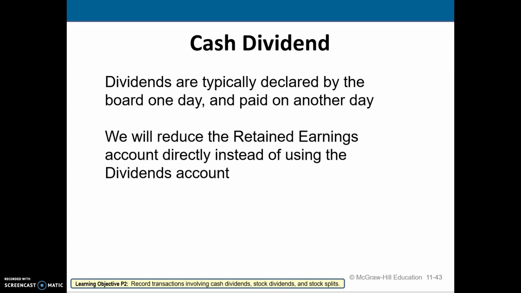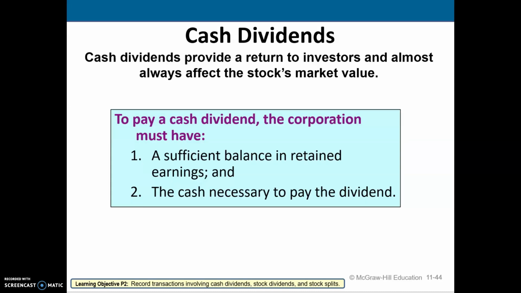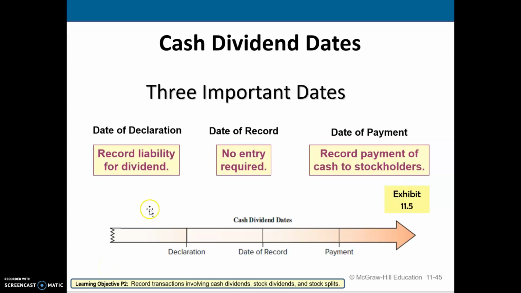And so we're going to see what we're going to do here. Instead of using the dividends account and then closing it into retained earnings, we're just going to reduce retained earnings directly when the dividends are declared. So in order to pay a dividend, we obviously have to have the cash. But because dividends come out of retained earnings, we also have to have enough retained earnings to pay the dividend. And so here we've got 3 dates.